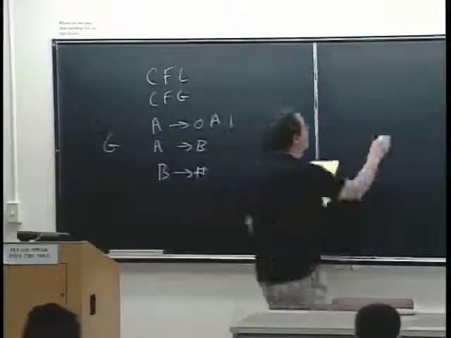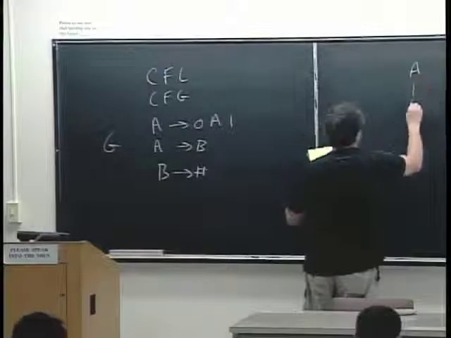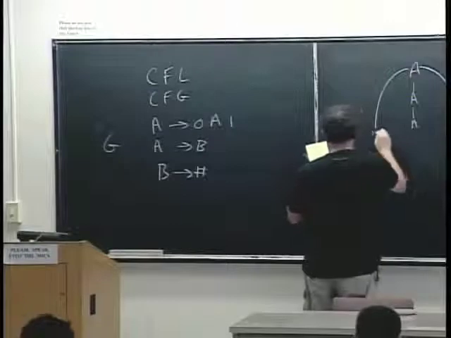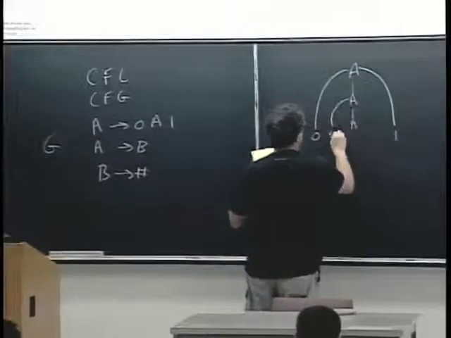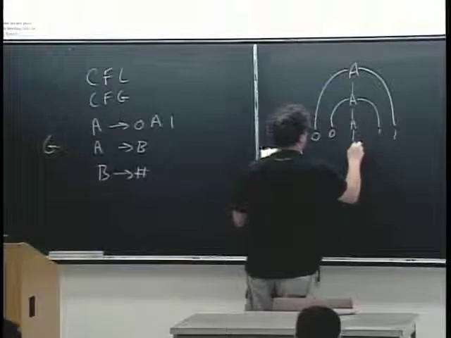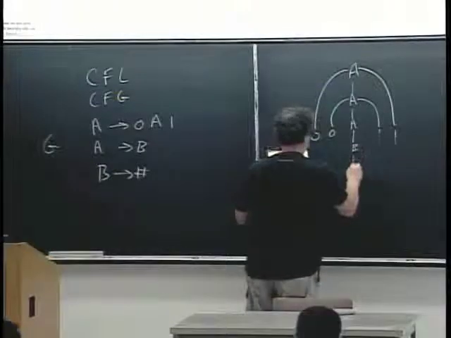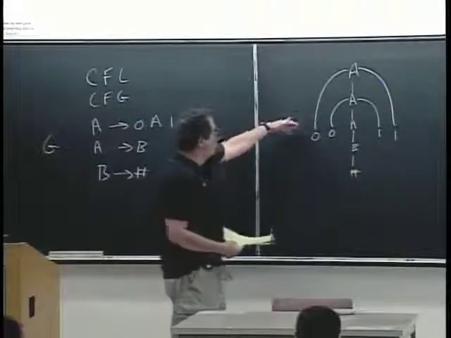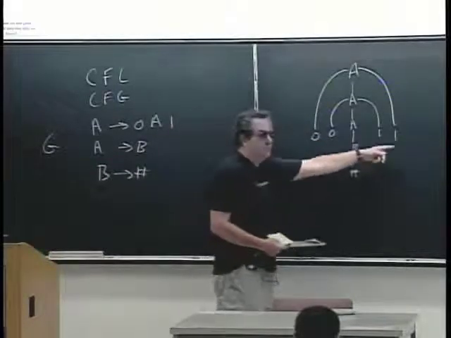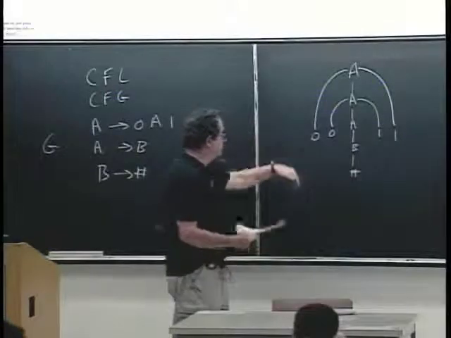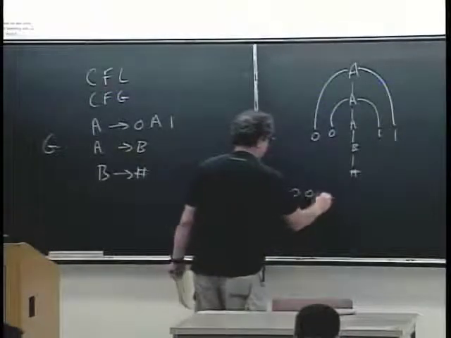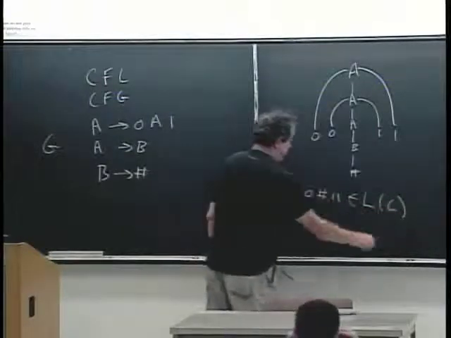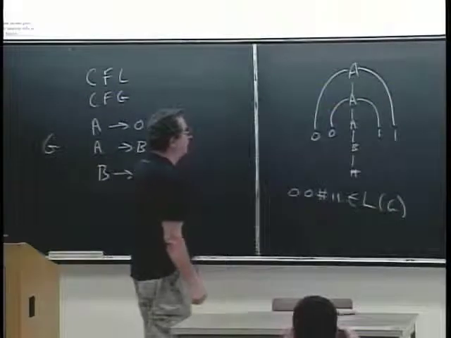And this looked something like this. Maybe we had a little bit longer one. 0, 1, 0, 1, B. So using this grammar, we generated the string 0, 0, hash 1, 1. And therefore, this string 0, 0, hash 1, 1 is contained in the language that's generated by that grammar. Okay.